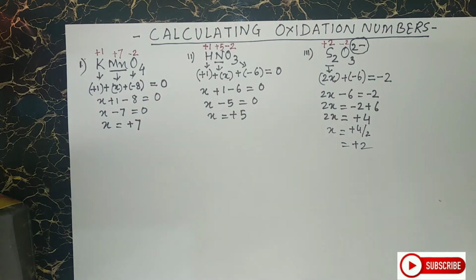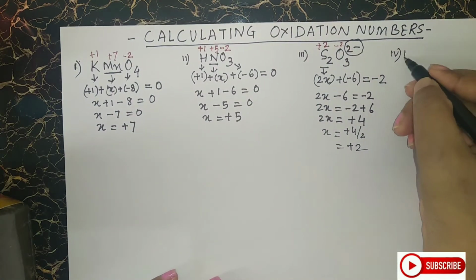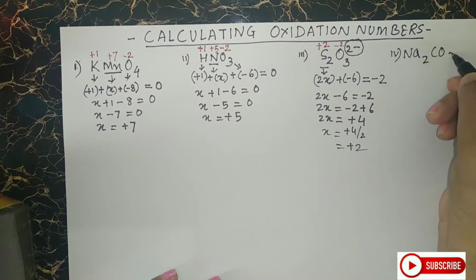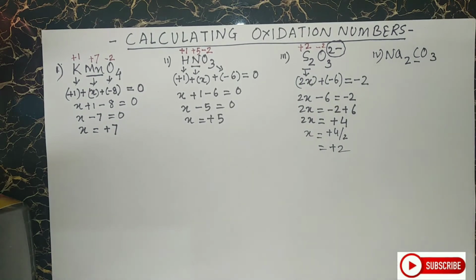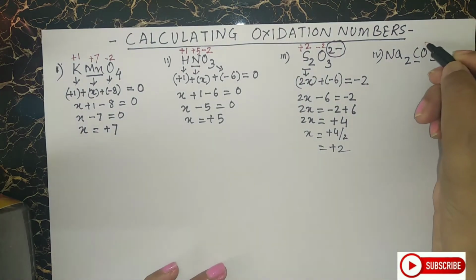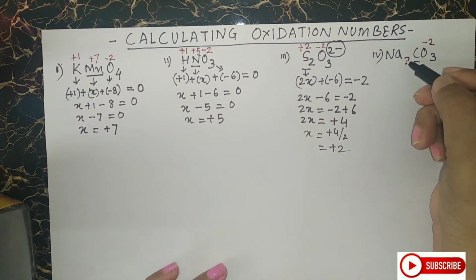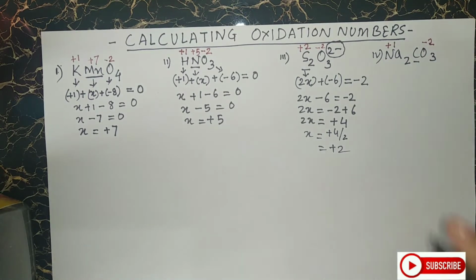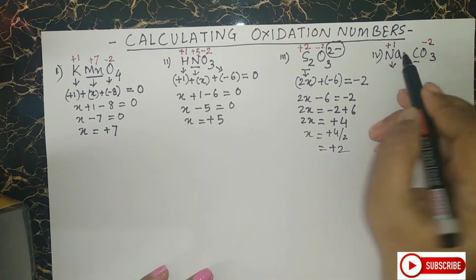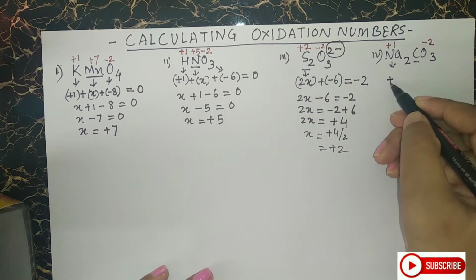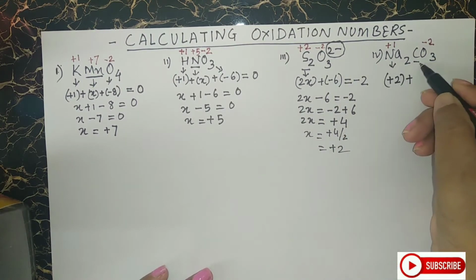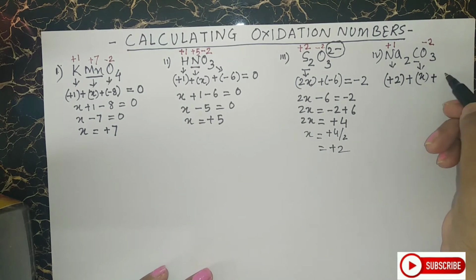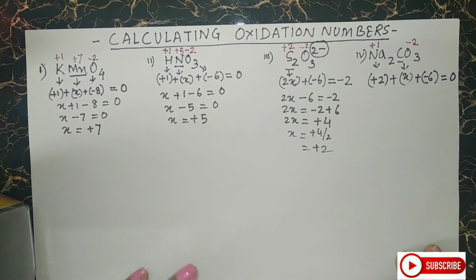Let us see the next molecule, that is Na2CO3. Here I am supposed to calculate for carbon. Let us assign the oxidation numbers. Oxygen here is -2. Sodium, as it is from the first group, will have an oxidation state of +1. Now, let us do the calculation. Sodium will contribute plus 1 into 2, so its contribution will be plus 2, plus carbon will contribute X, plus oxygen will contribute minus 6, and the total will be 0 because the molecule is neutral.